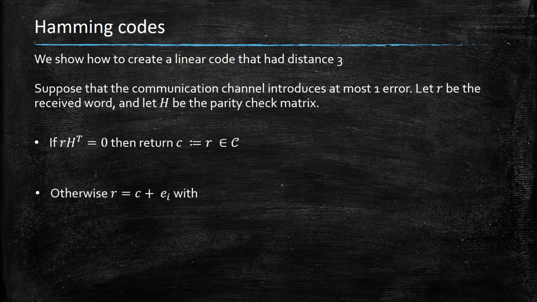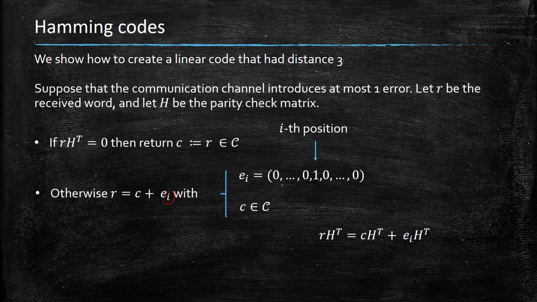Otherwise, because we introduce only one error, R is a code word C plus some e_i, where e_i is the ith vector of the canonical basis. So we're trying to identify in which position we have the error. R times H transpose, by linearity, is C times H transpose plus e_i times H transpose. Now, by the elementary property of H transpose, C, being a code word, times H transpose equals 0.